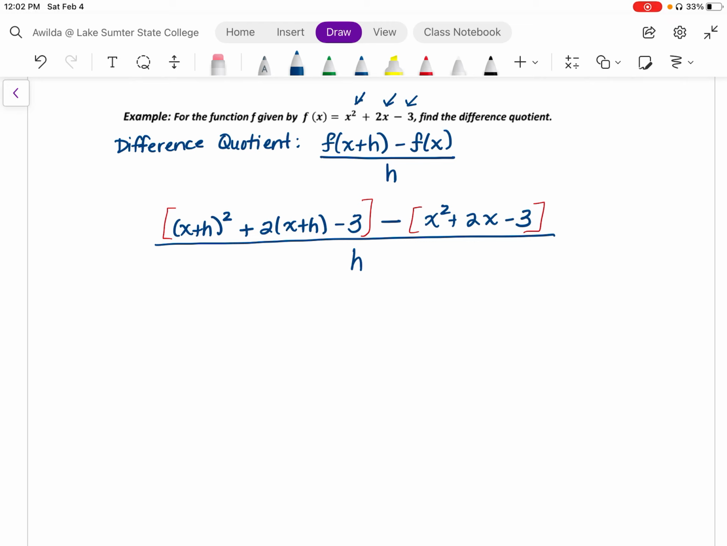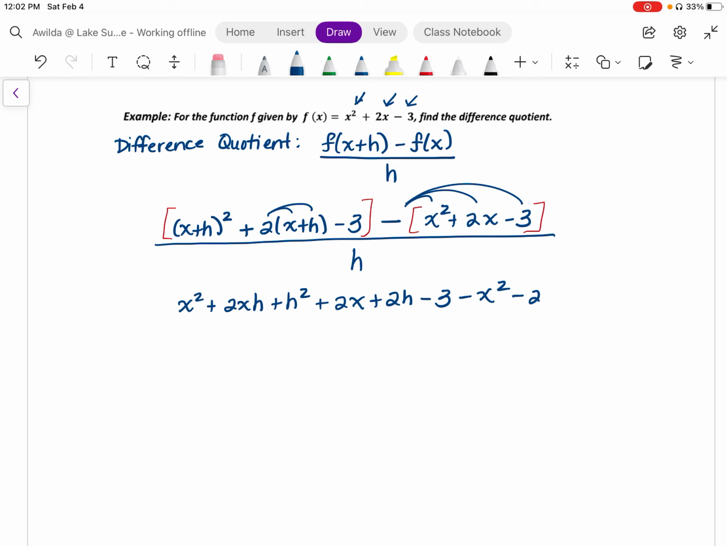So first let's square the binomial x plus h. That gives us x squared plus 2 times x times h plus h squared. Next we're going to distribute the 2 here, so we have plus 2x plus 2h, and finally we'll have minus 3. For the second part of the numerator, we simply have to distribute that negative sign. So we'll have a negative x squared, negative 2x, and a positive 3. And all of this, again, will be over h.